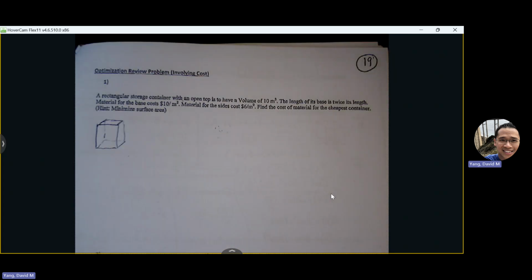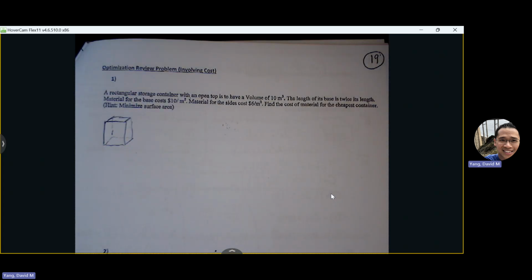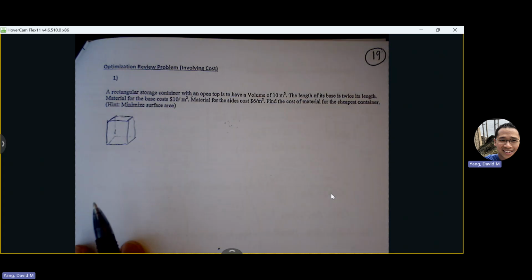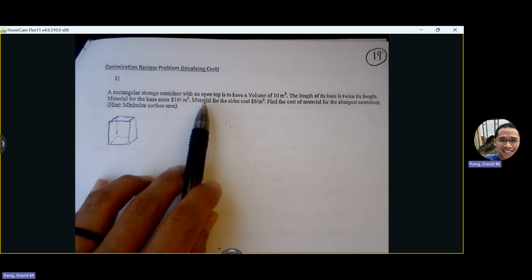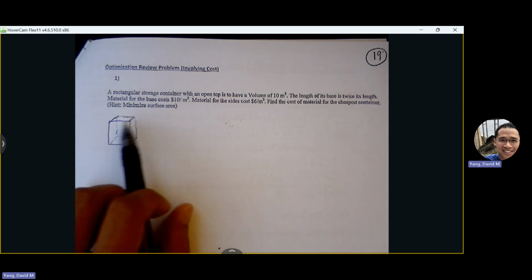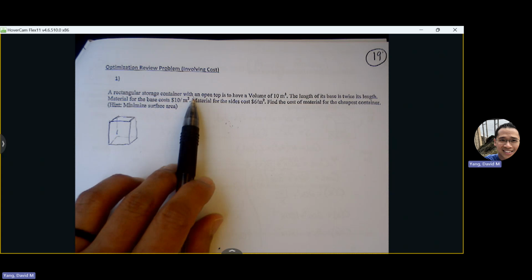Okay, so you'll see a problem like this on your test. The optimization problem will be similar to this, where you have a rectangular container and you have to involve cost, surface area, and volume. So, okay, let's read this problem here. Rectangular storage container with an open top. So open top, there's nothing closing this in. Well, there's only 5 sides that we have to worry about.